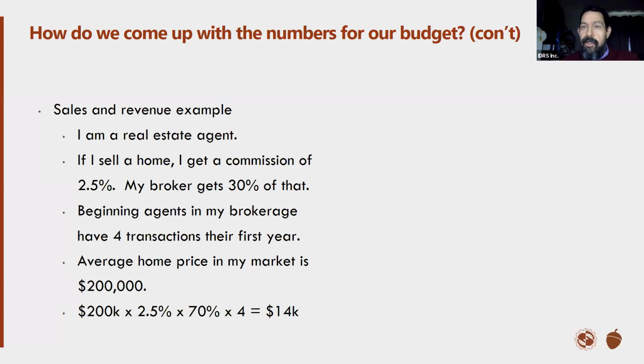So you're going to get 2.5% minus that 30% of any transaction. So I put beginning agents in my brokerage have 4 transactions their first year, right? So where would you get that? Well, that's asking your broker and saying, okay, what's the average? And talking with them, right? You're doing research. That's just another form of research, interviewing people.